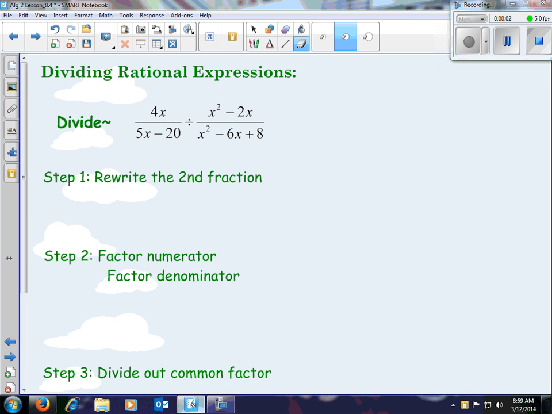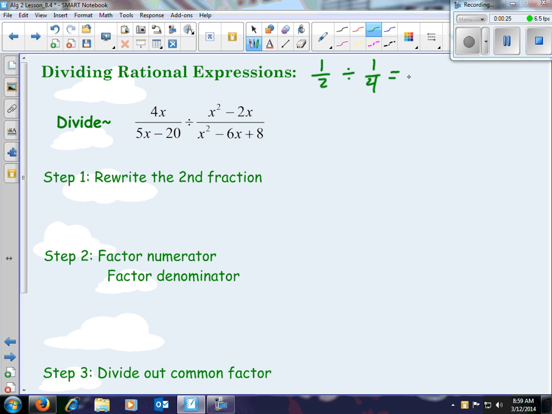Alright, so in the last video, we did simplifying and multiplication of our fractions, or our rational expressions. Now we're going to be dividing. First thing I want to do is take a simple equation. So if I say 1/2 divided by 1/4, what is this equal to?